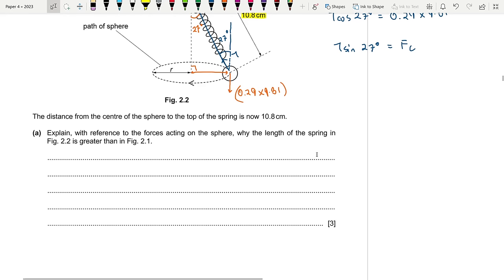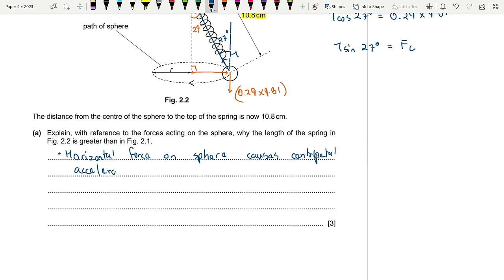So let's write this down according to the mark scheme. Let's see how much my words were similar to the mark scheme. Honestly, sometimes these answers are so difficult to score marks in, right? It's so vague. So they said that the horizontal force on the sphere causes centripetal acceleration, fine, which is being provided by tension.